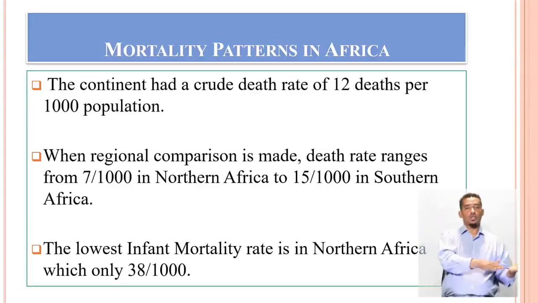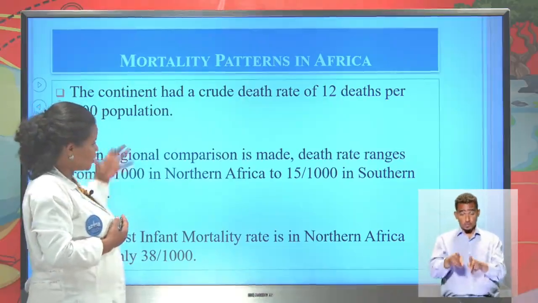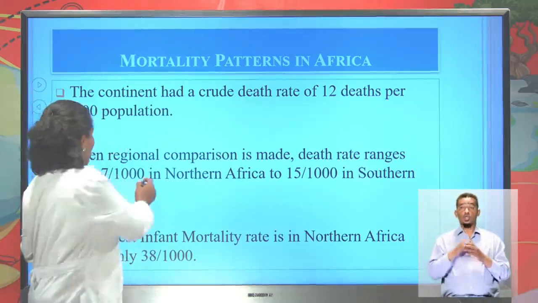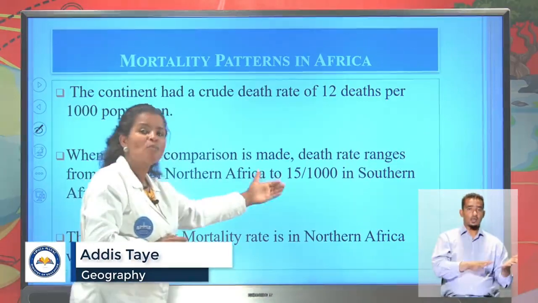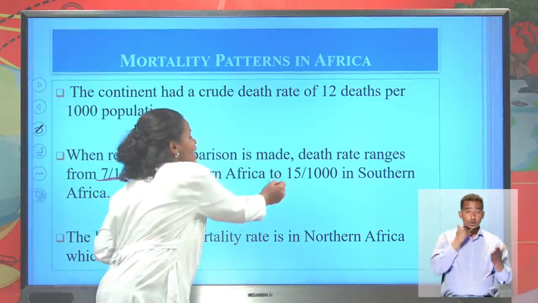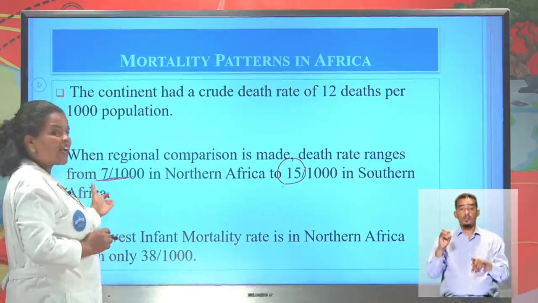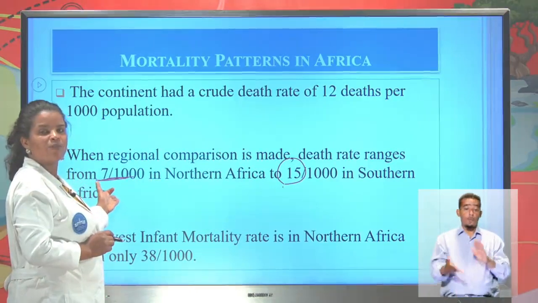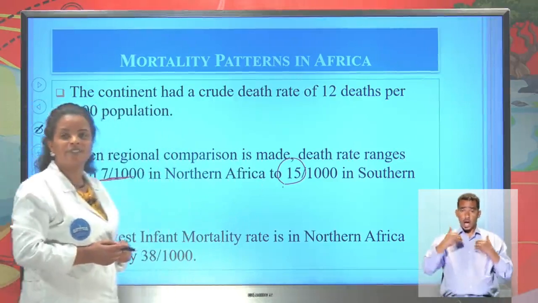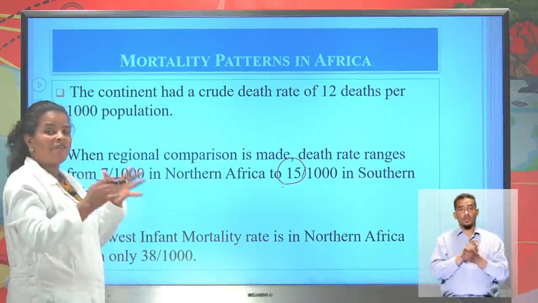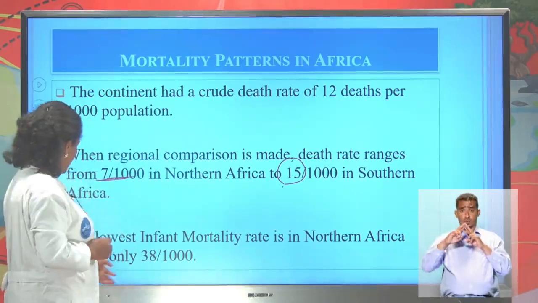The continent had a crude death rate of 12 deaths per 1,000 population. When we look at the regions of Africa, in Northern Africa there are only 7 deaths per 1,000 people. And in Southern Africa, the mortality rate or crude death rate is very high. It is 15 people dying per 1,000 people. So North Africa has the lowest mortality rate among the regions of Africa, and Southern Africa has a high mortality rate. In general, Africa's mortality rate is very high when we compare it to the other regions of the world.